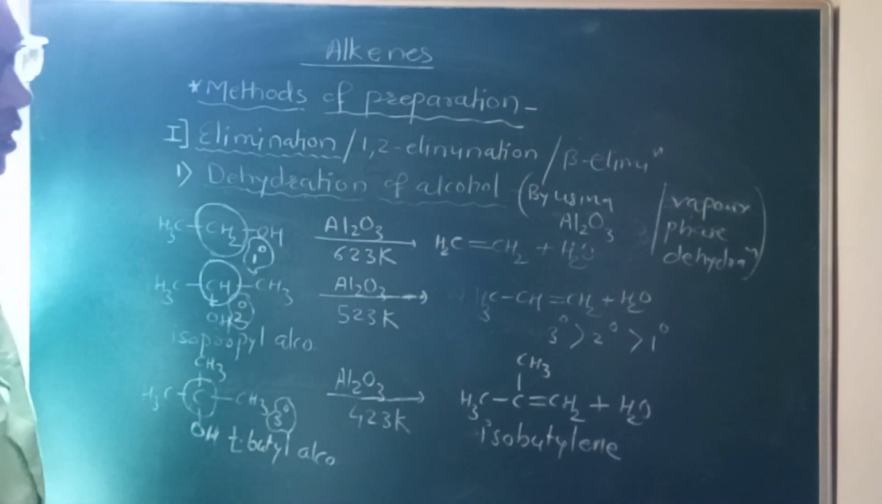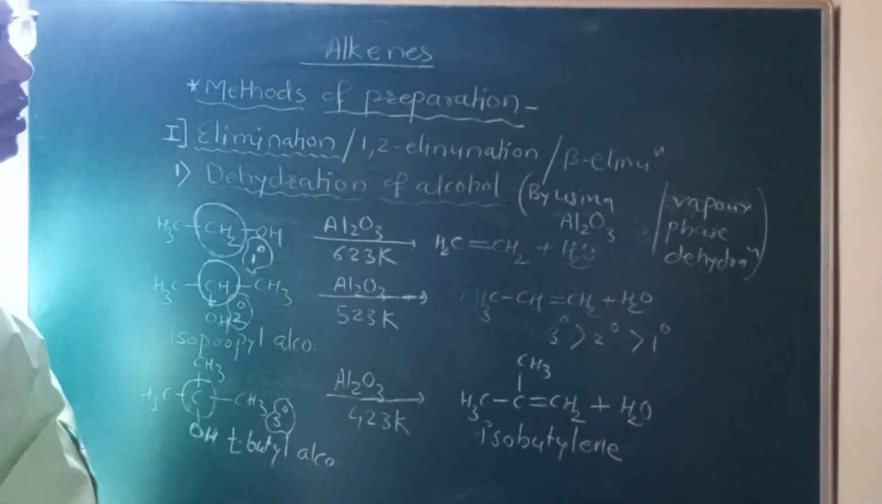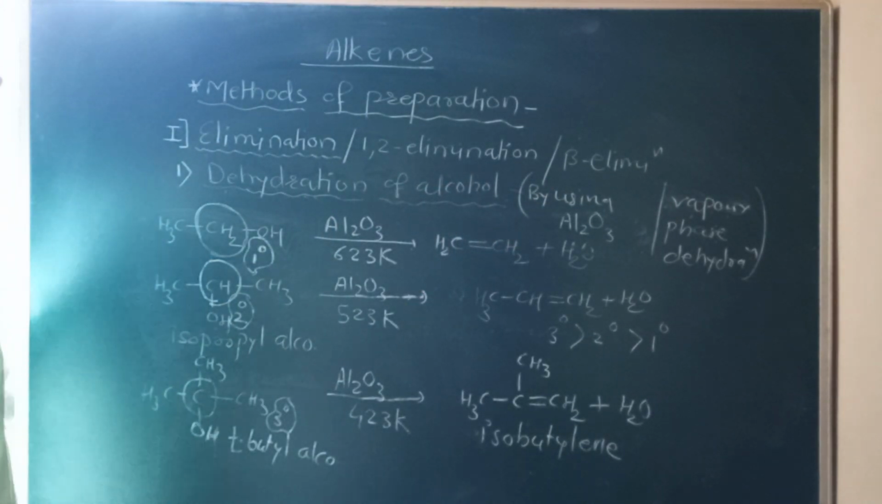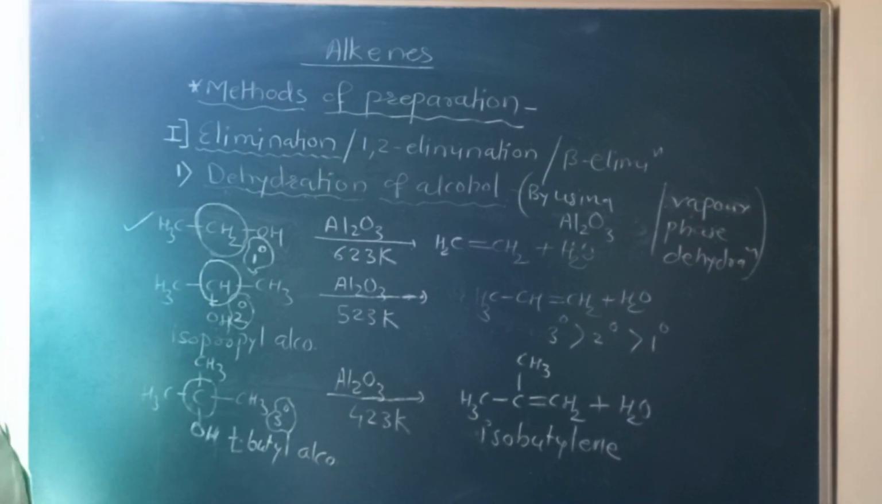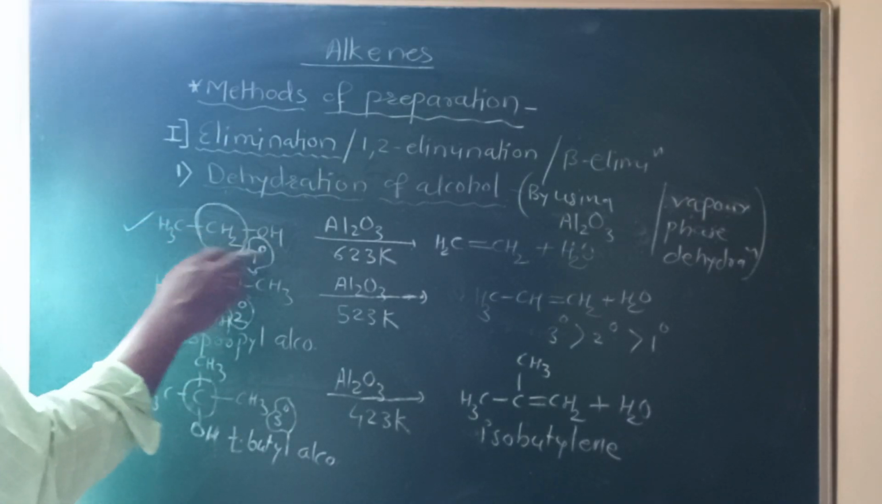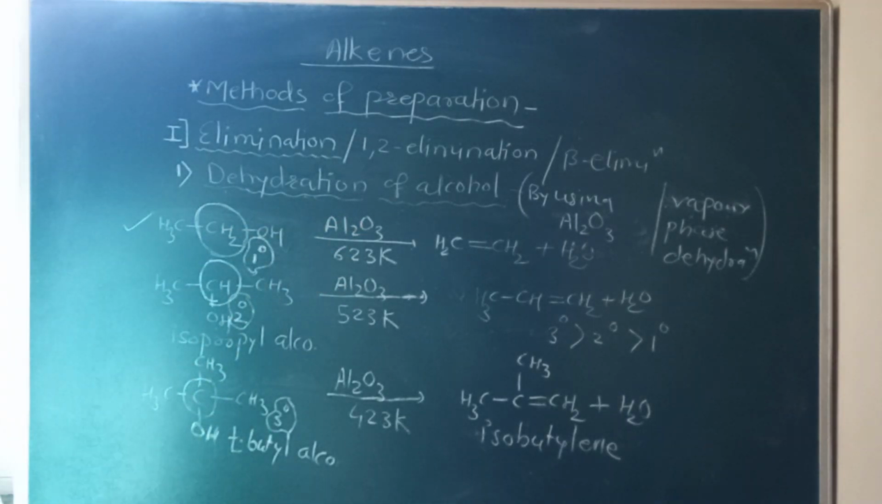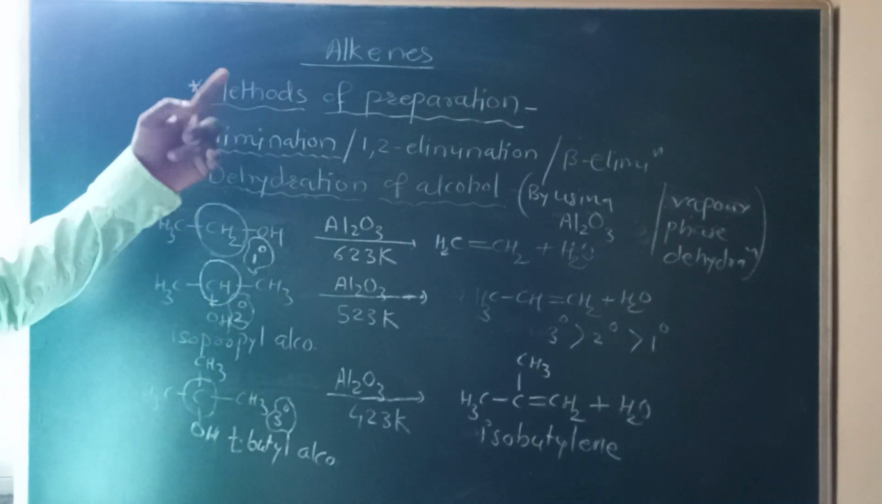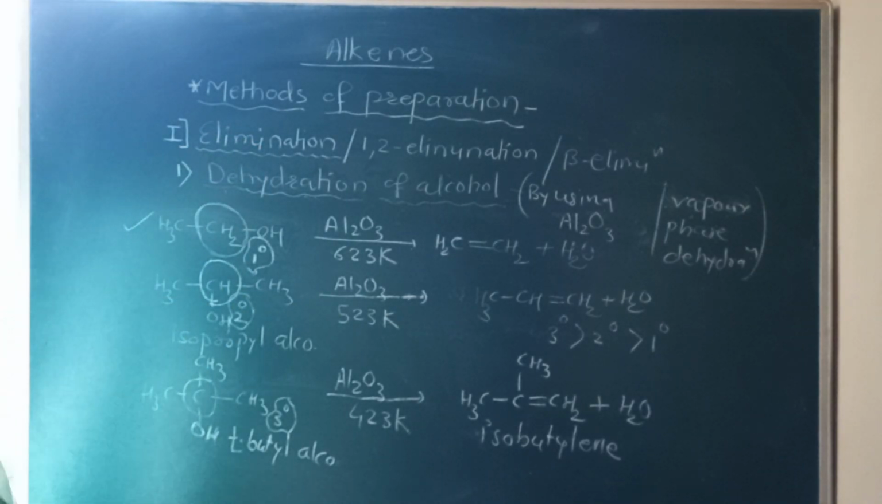Reactants and products are the same, and the order of dehydration is also the same, but this dehydration is called vapor phase dehydration. So how can we explain this reaction? Let us take this example, ethanol. When the vapors of this ethanol are passed over heated alumina at this particular temperature, that is 623 Kelvin, they give us ethene or ethylene. So this is the first method of preparation of alkene, by dehydration of alcohol, under the title elimination reaction.